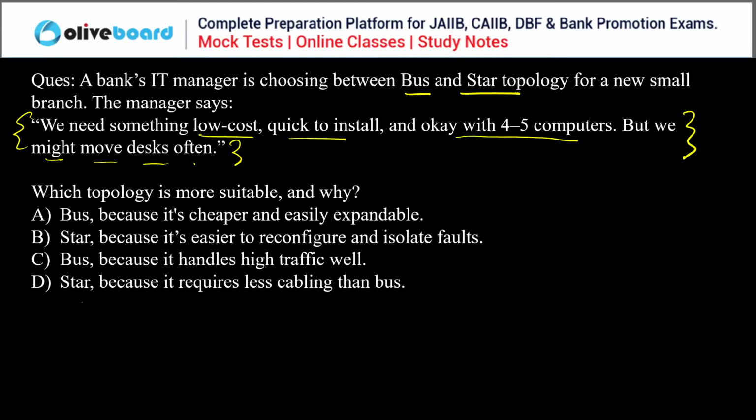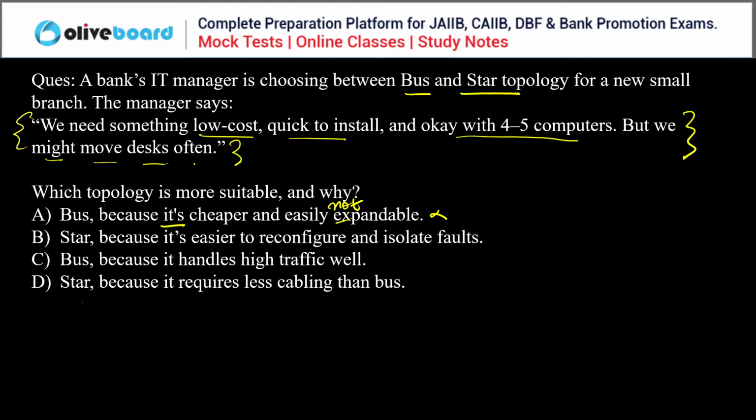So here Gopal is saying B, star, because it is easier to reconfigure and isolate. Right, everyone. So there is only Hema and Gopal. They both are correct. B is the correct answer. See, why is the first not the correct answer? You are saying bus topology because it is cheaper and easily expandable. Bus is cheaper, that is correct, but bus topology is not easily expandable. That is wrong.